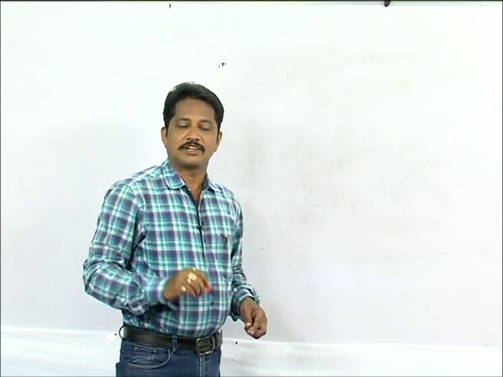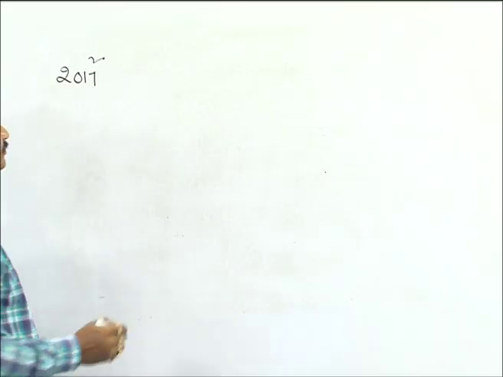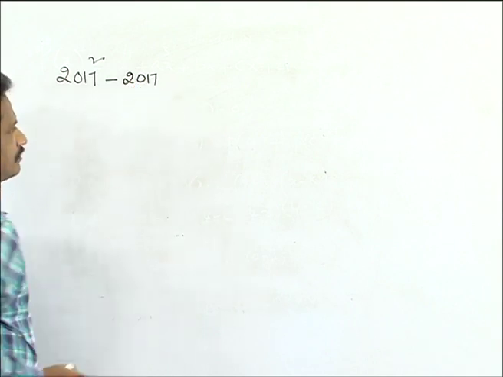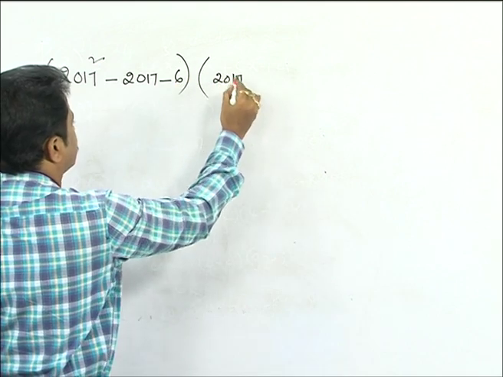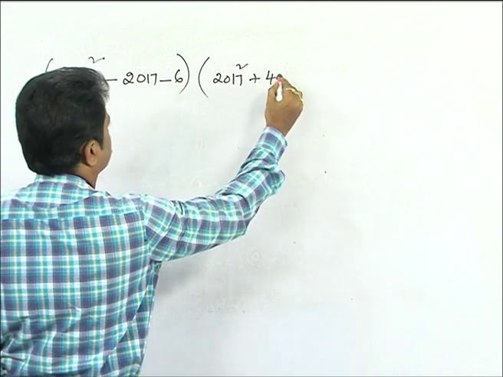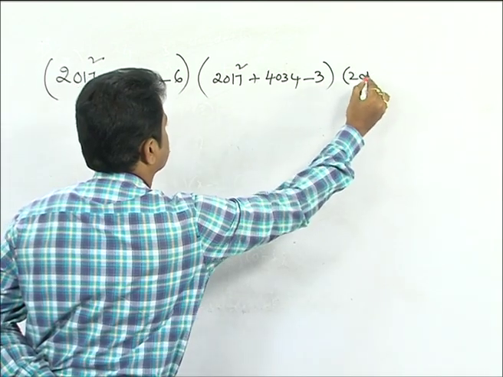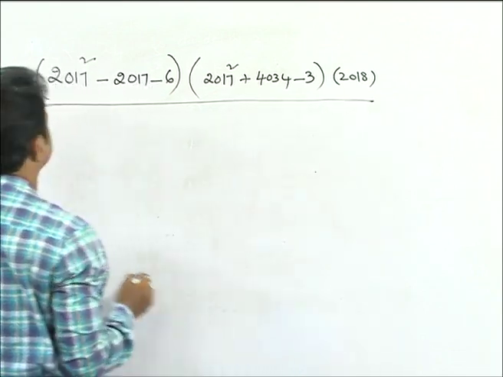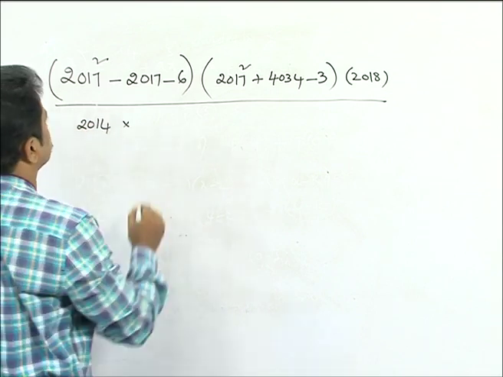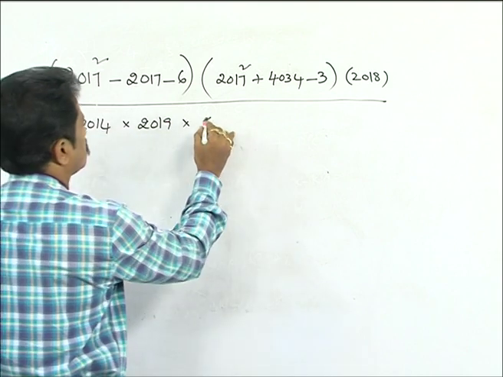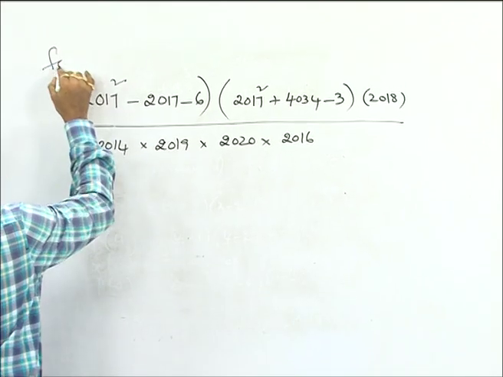Okay, this year is 2017, now I am going to construct a problem based on 2017. 2017 square minus 2017 minus 6, next 2017 square plus 4034 minus 3, 2018, whole divided by 2014 into 2019 into 2020 into 2016. Find the value. This is the question.